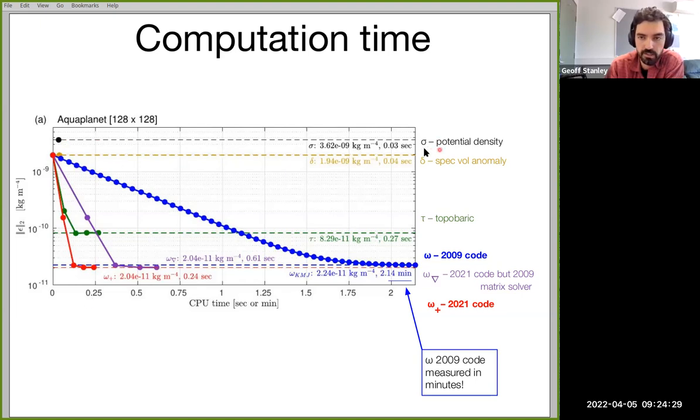And the top two here are sigma potential density and delta specific volume anomaly. So those aren't iterative algorithms. You just calculate them right away. So there's one point here, and they're very, very fast. And then the original omega code, as I said, this is actually measured in minutes here, so that's 2 minutes. Whereas the new omega code on this data set is a quarter second. And then also just for comparison, the topobaric, which we'll talk about in the second half, is in green here, is also very fast and a little bit less neutral. So we'll talk about that.